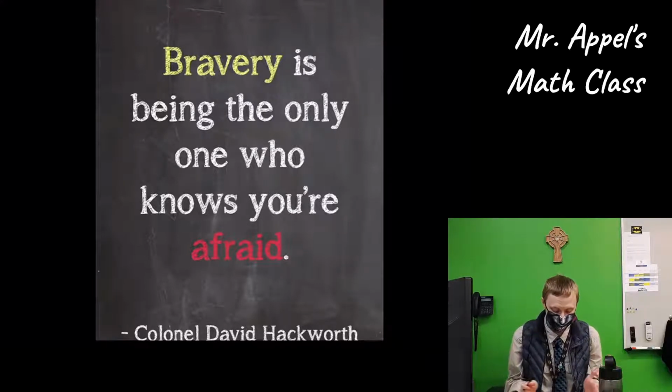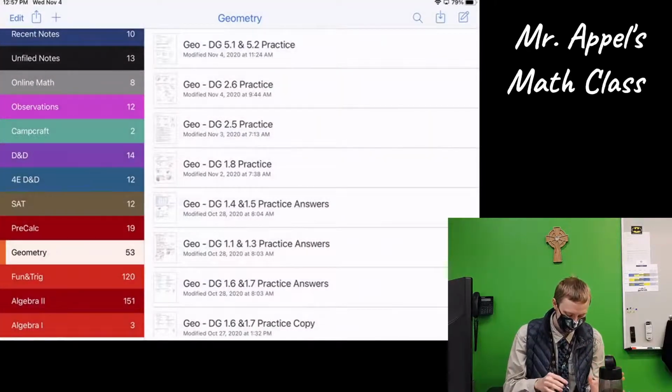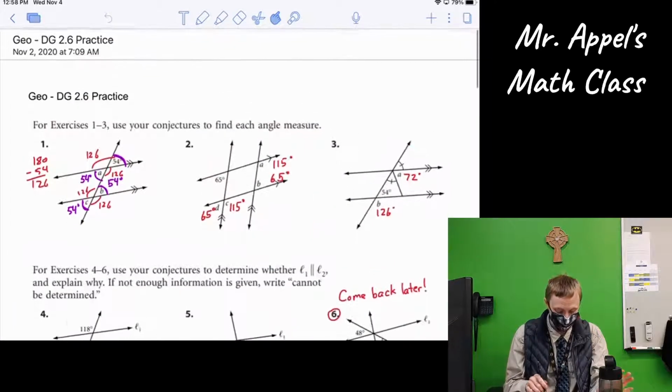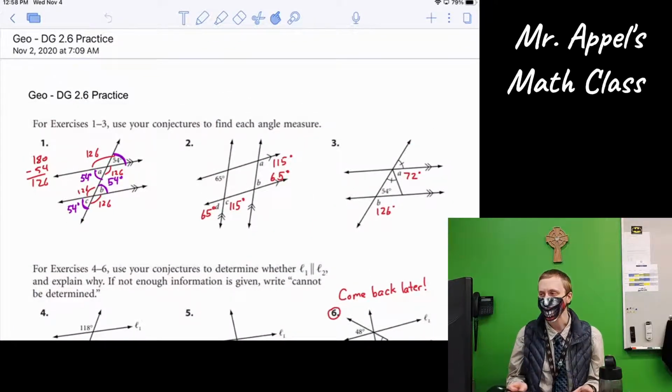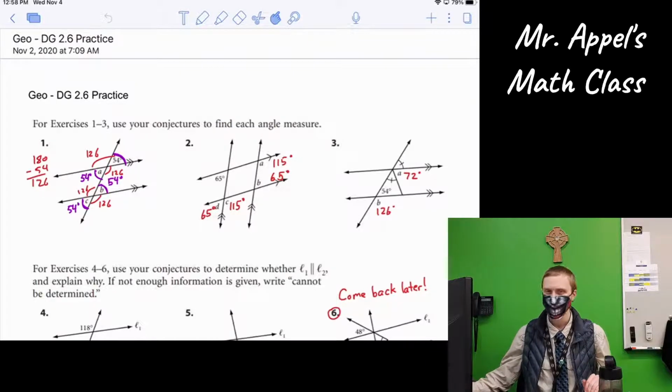With that said then, I said forward, but we're actually going to roll back for just a moment to yesterday's work, the parallel lines. So please go ahead and take out or open up your parallel lines exercises from yesterday and check your work here.